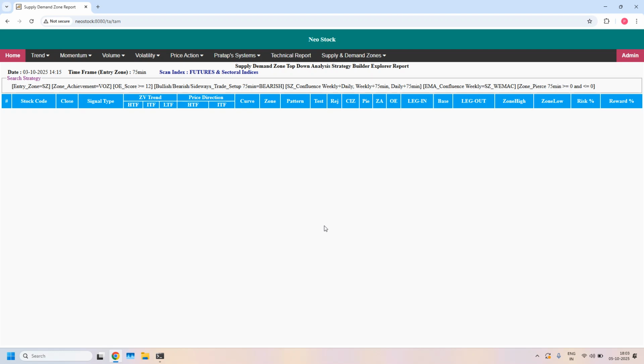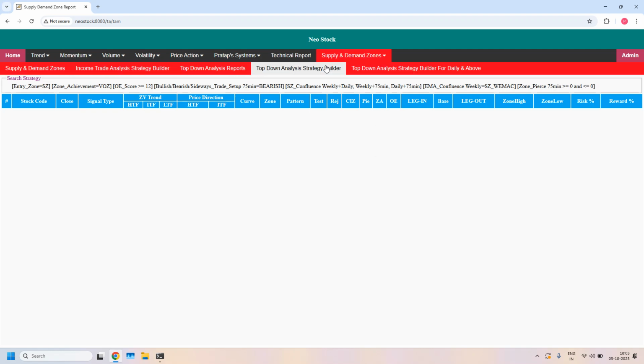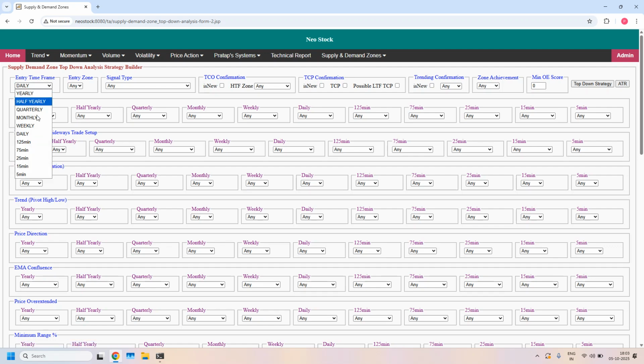Okay, this is about the bearish trade setup for weekly income trade. Next reports are about daily income trades. Entry time frame 15 minutes. Entry zone, demand zone, bullish or bearish or sideways. I am selecting sideways long at the 15 minutes time frame. That means I am generating the sideways long trade setup for daily income trade.